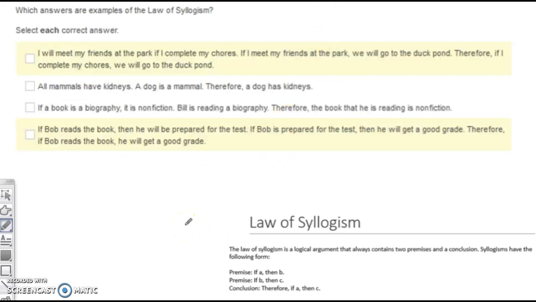Alright, select each answer. Which answers are examples of the law of syllogism? Select each correct answer. So let's circle the parts of the problem. The first one says, I will meet my friends at the park if I complete my chores. So let's circle it. I will meet my friends at the park, that's part A. If I complete my chores, it's part B. The next one says, if I meet my friends at the park, that's a repeat.